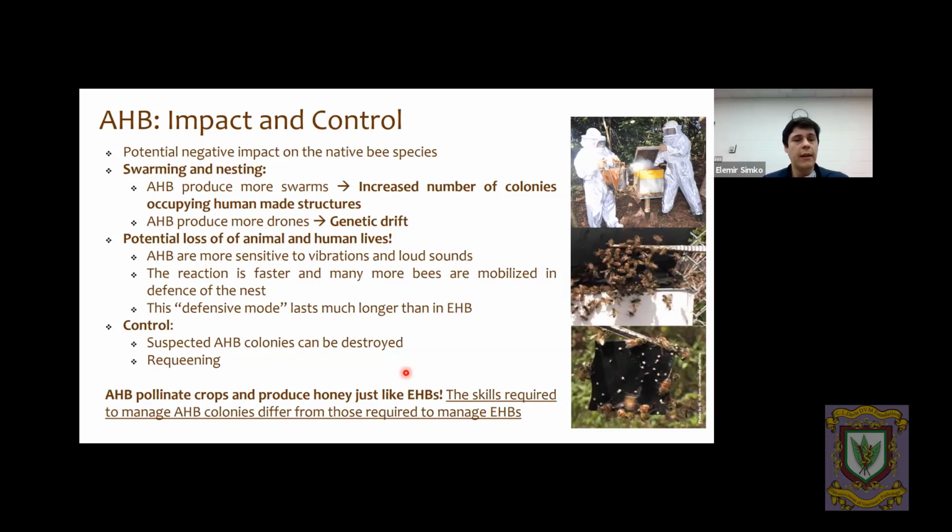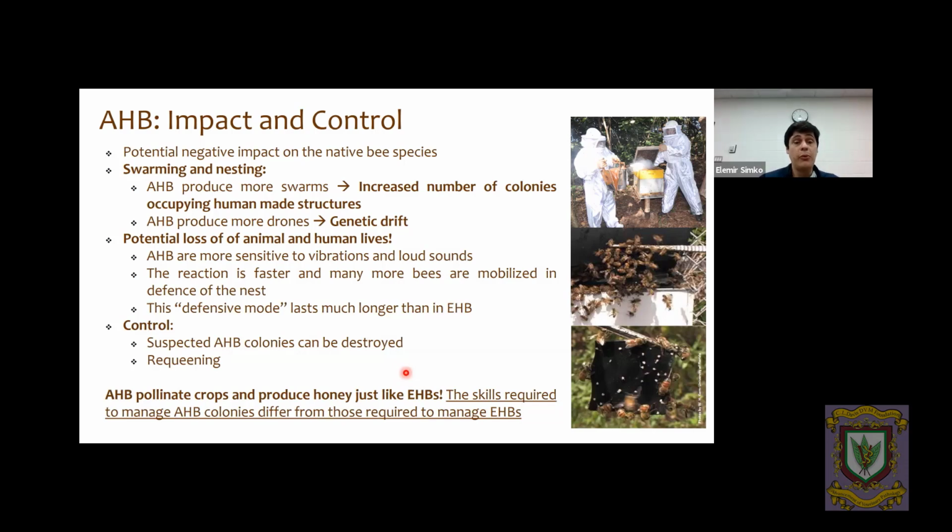Swarming and nesting, as I said, the Africanized honeybees swarm and abscond more frequently. So this process increases the number of colonies occupying human-made structures, for example, power boxes on the ground or the roof of houses, and it can bring economic losses.